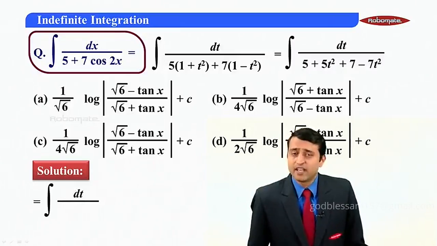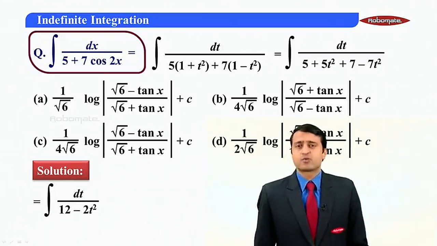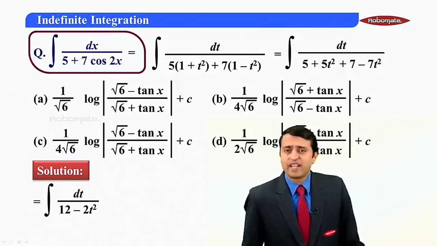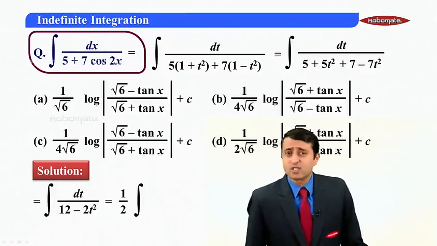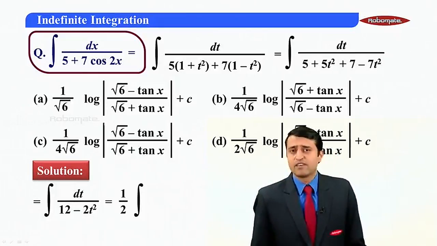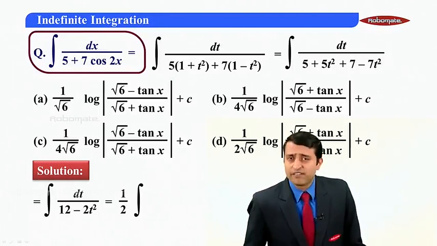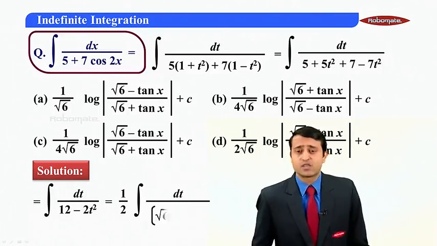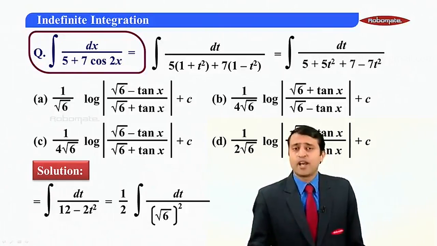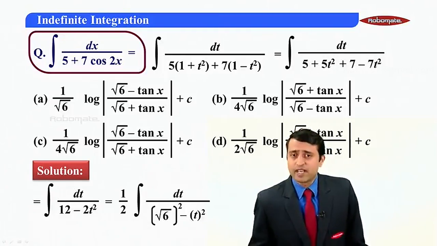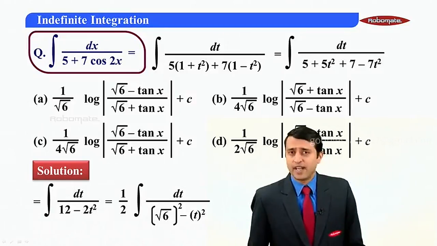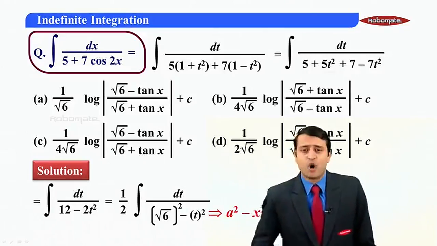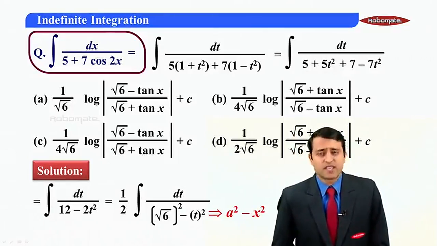So, let us write that dt upon 12 minus 2t square. Now, if I take a 2 common, what I'll get is 1 by 2 integral of. After taking 2 common, the first term in the denominator is 6, which I can write as root of 6 the whole square. And likewise, that minus t square will be written as minus t the whole square. Correct? Now, this integral is of the form a square minus x square.